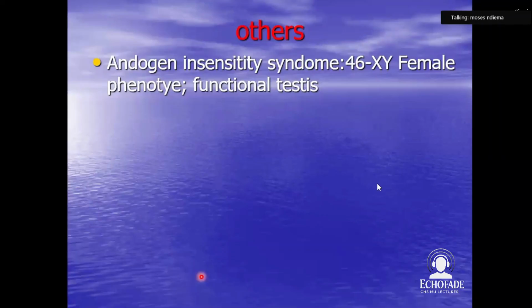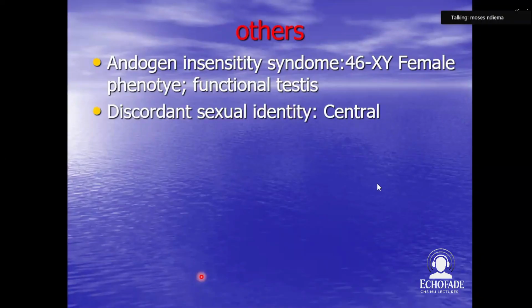Apart from this, we have androgen insensitivity syndrome, where we have a 46XY female phenotype. This one here would have a functional testis. And here you are talking about the intersex situation, where you have both male and female reproductive organs.